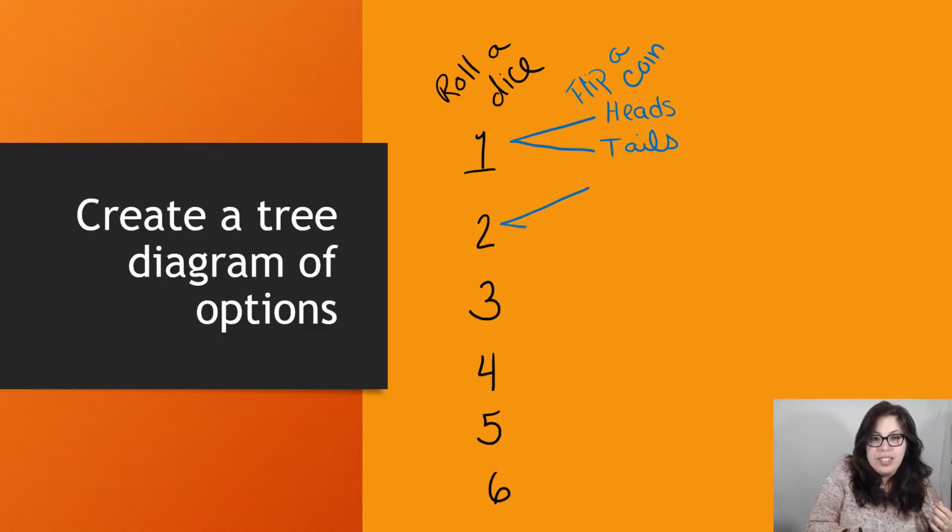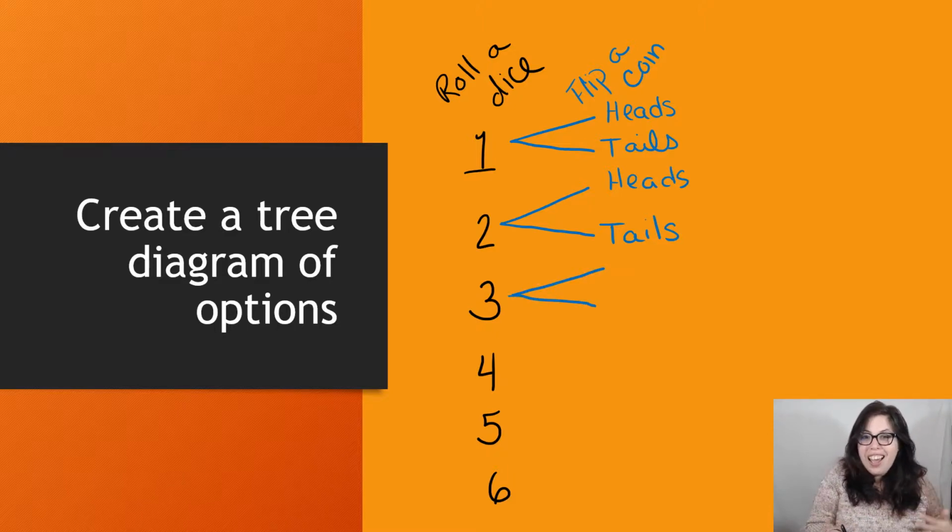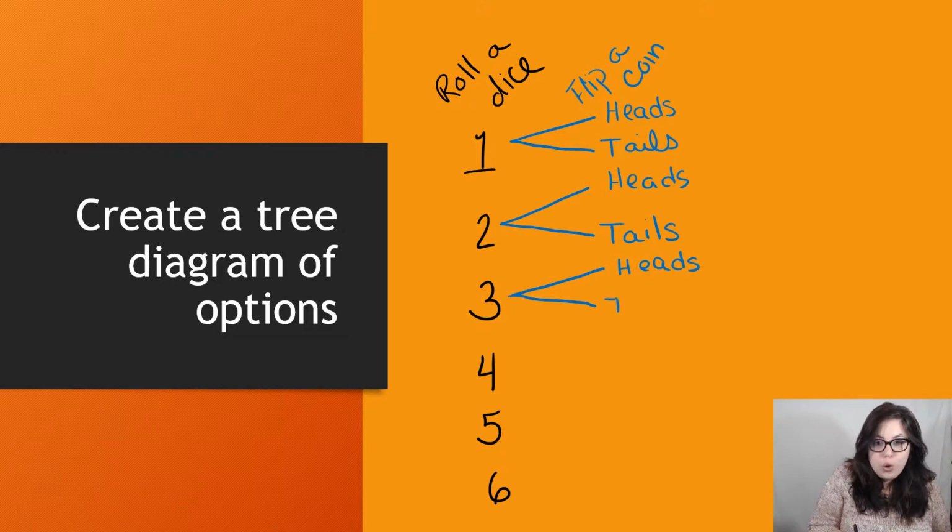Okay, and then the next combination that could happen is I could roll a 2, and then I could flip heads or flip a tails. And then with my third possibility, I could roll the 3, and then again, it's just heads and tails. And this pattern just follows the whole way through. I'm just listing everything that could happen, okay? And this just helps us to figure out different probabilities, all right?